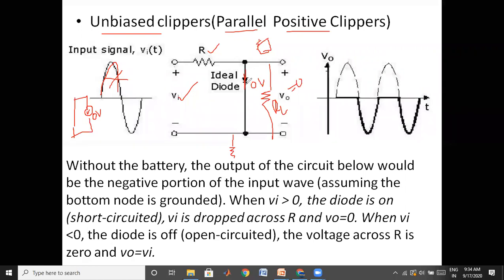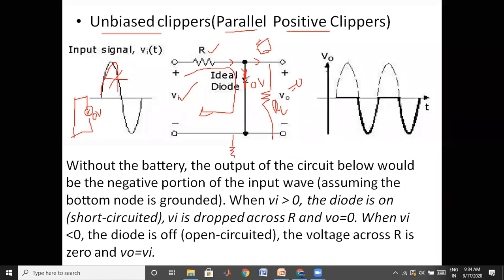Once it is on, we get a short circuit, and the input current goes in this direction. Here the current has two paths. One path is through the diode, and the other is to the load resistance, which has some impedance. This is the short circuit path.